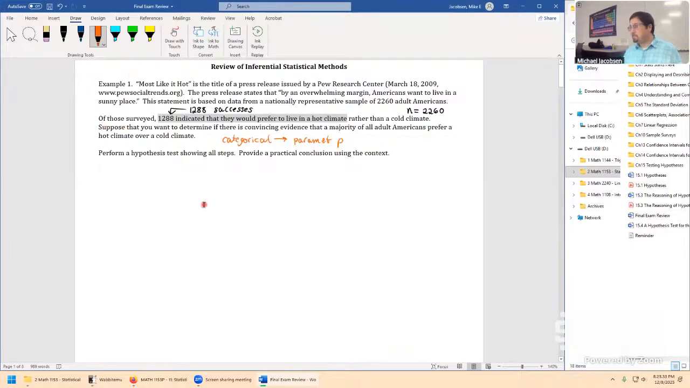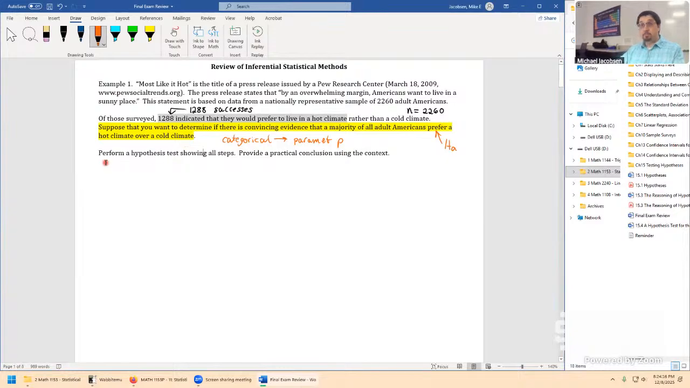Now, next thing it says, suppose you want to determine if there's convincing evidence that a majority of all Americans prefer a hot climate over a cold climate. That's a weird statement, just suppose that. Then it launches in, perform a hypothesis test showing all steps, provide a practical conclusion using the context. Well, this wasn't a question, but you could kind of form it as a question. You could turn this, which is almost a demand, into, is there convincing evidence that a majority of all Americans prefer a hot climate over a cold climate? Question mark. It's essentially the alternative hypothesis, this entire statement.